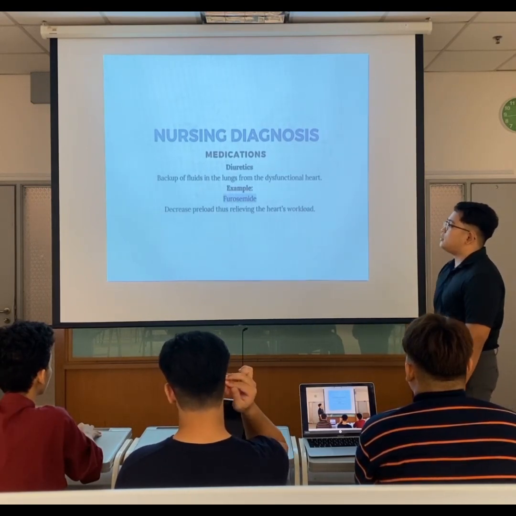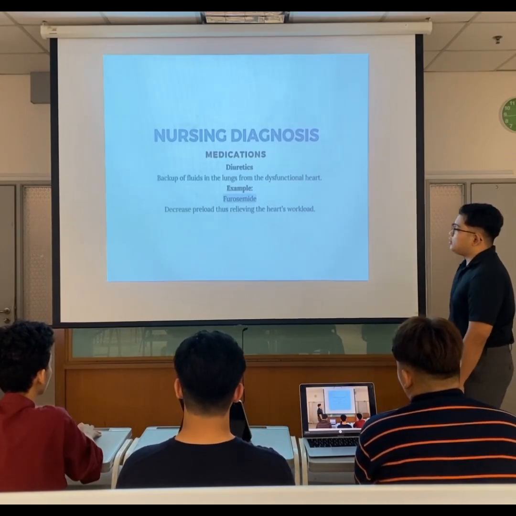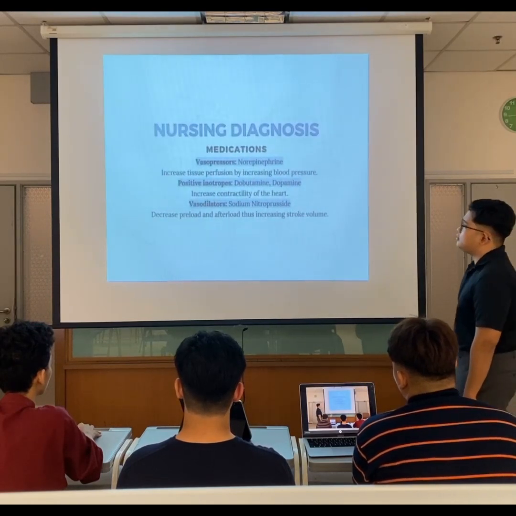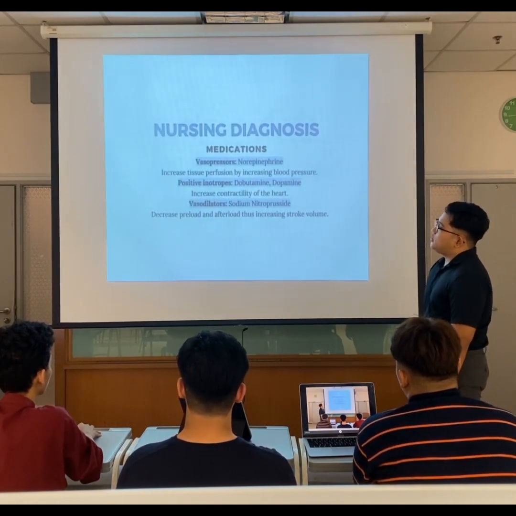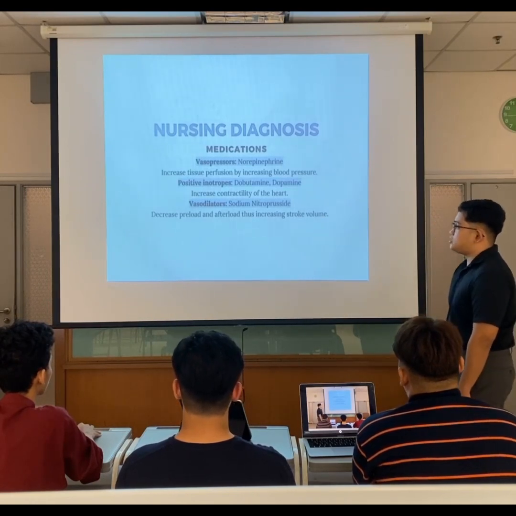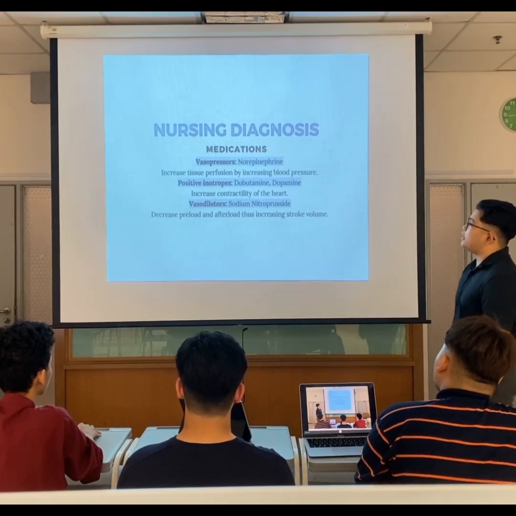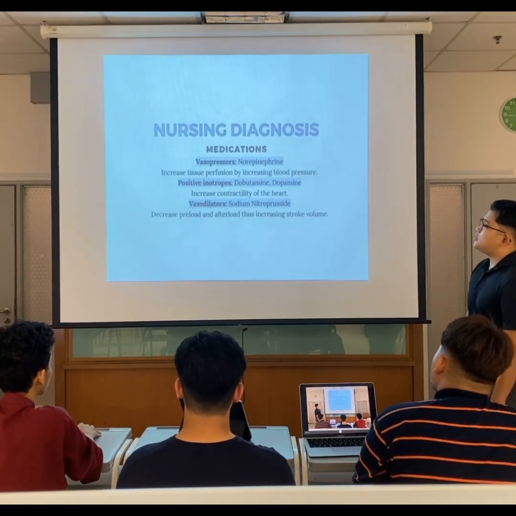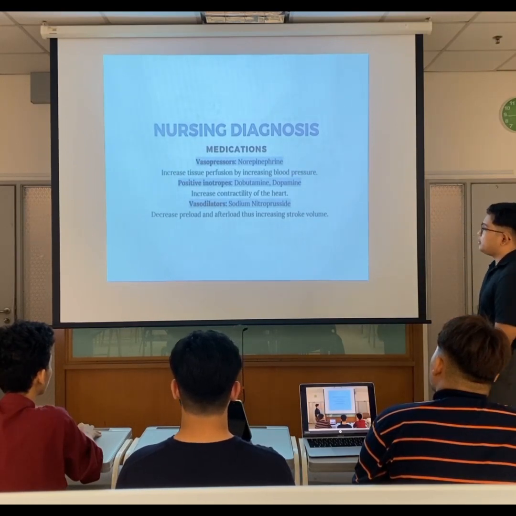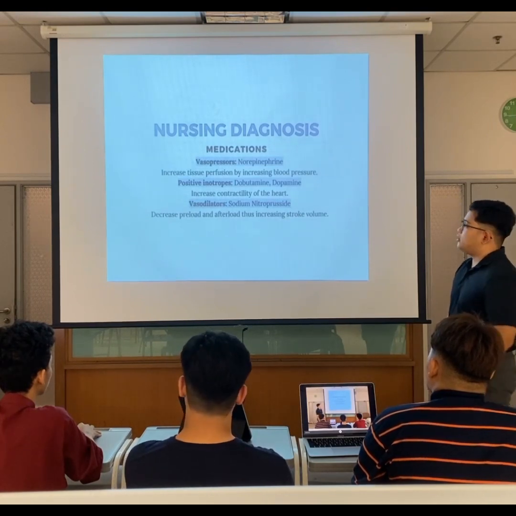An example of the medication is furosemide, which will decrease the preload, thus relieving the heart's workload. Next, there are three examples of groups of medications that we can administer to the patient with cardiogenic shock. Firstly is vasopressor. An example of this medication is norepinephrine, which will increase the blood pressure. Thus, the cardiac output will be increased as well.